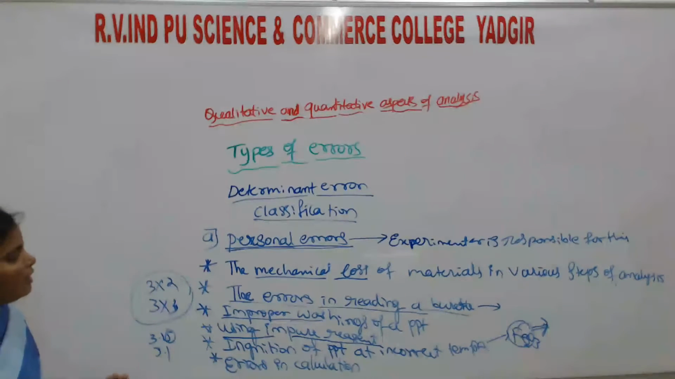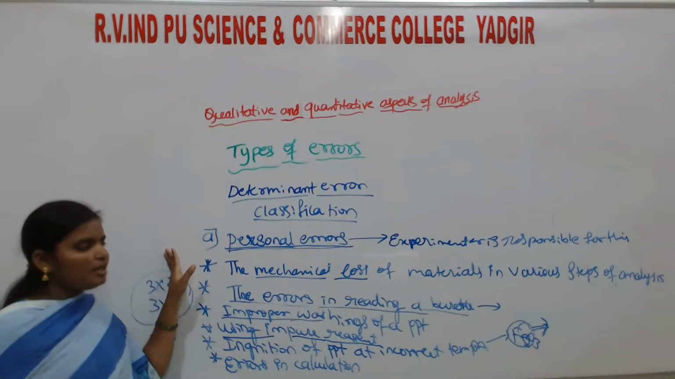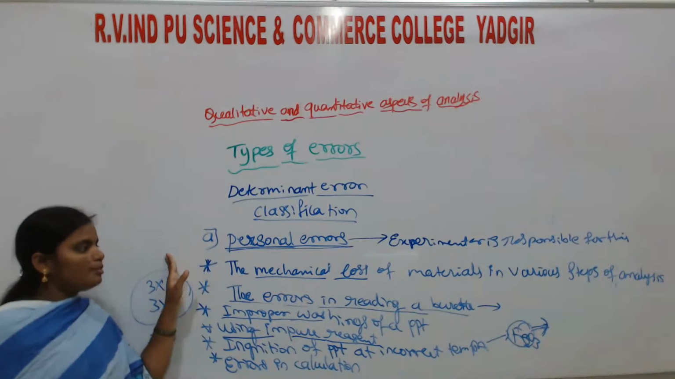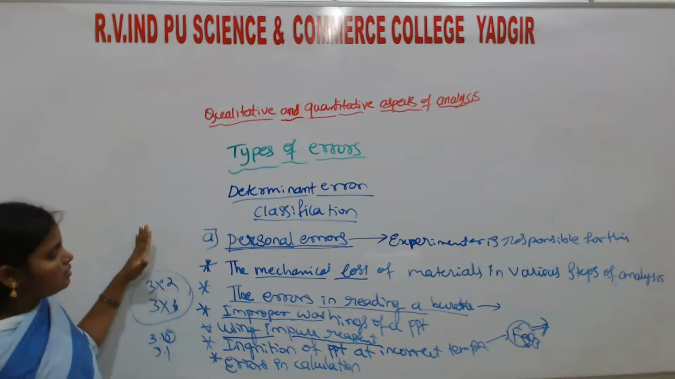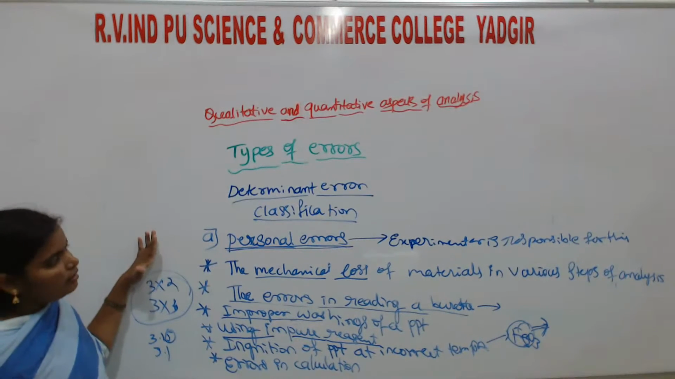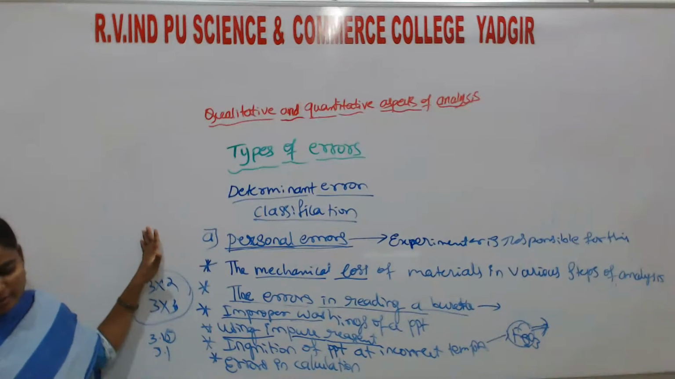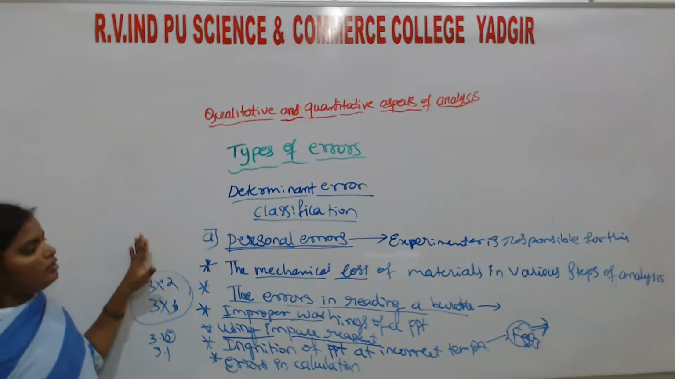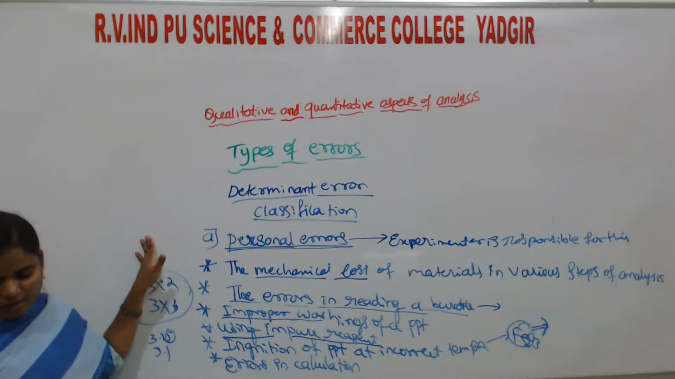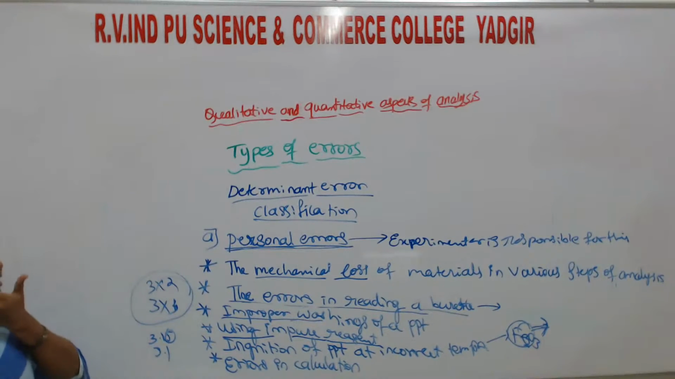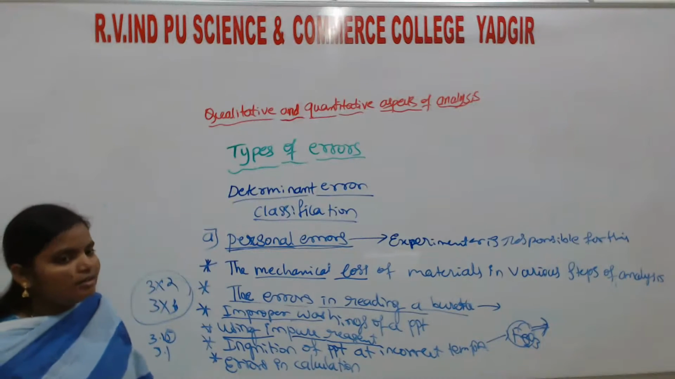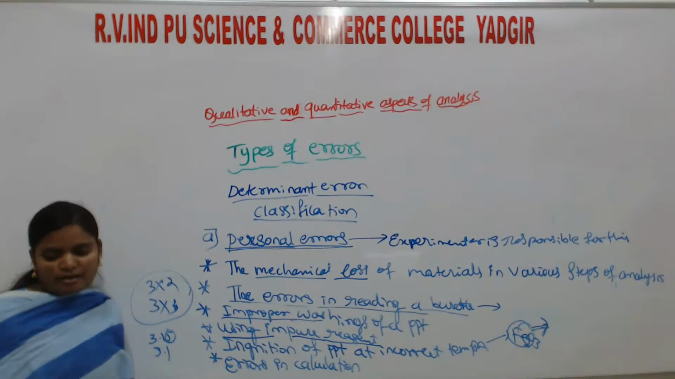Okay, next, the remaining types, remaining categories. Second one is the operational error. Third one is the instrumental and reagent error, fourth one is the methodic error, and fifth one is the additive and proportional error. I'll discuss these in the next class. I will stop here.